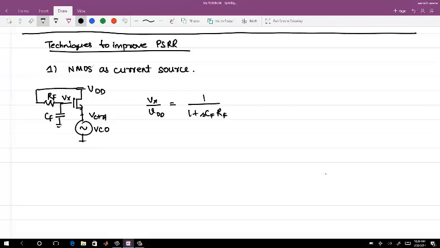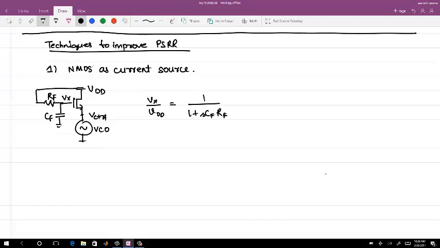First question. Resistance means what? No, I'm just considering a simple one right now. So, okay, let me tell you this. If you are not using any complicated low dropout regulator, this is the simplest one which you can use for PSR.